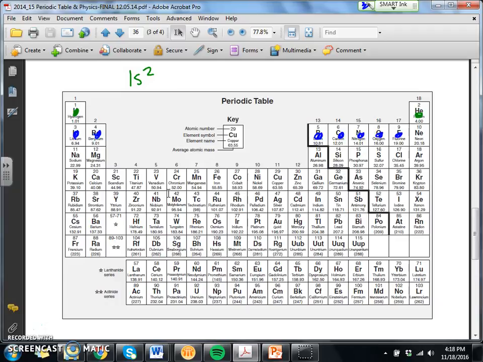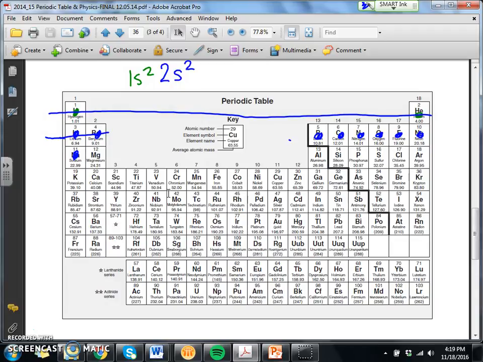So if we do that, okay, and we read through, 1s2 covers those. Now I'm on energy level 2, sublevel 2, there are 2 dots. So I put my exponent 2.